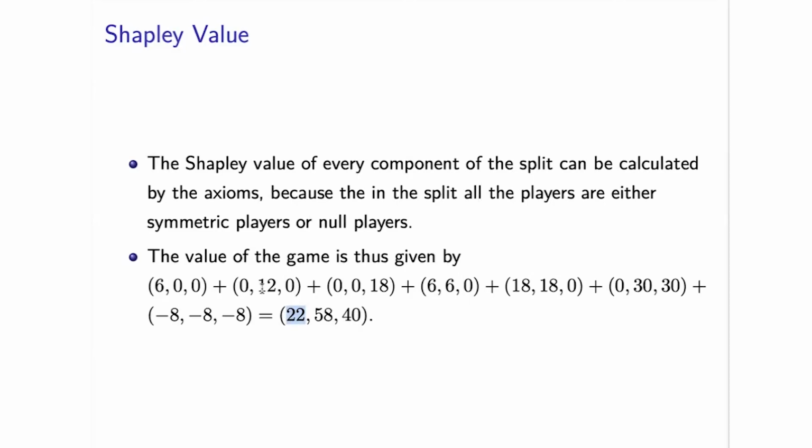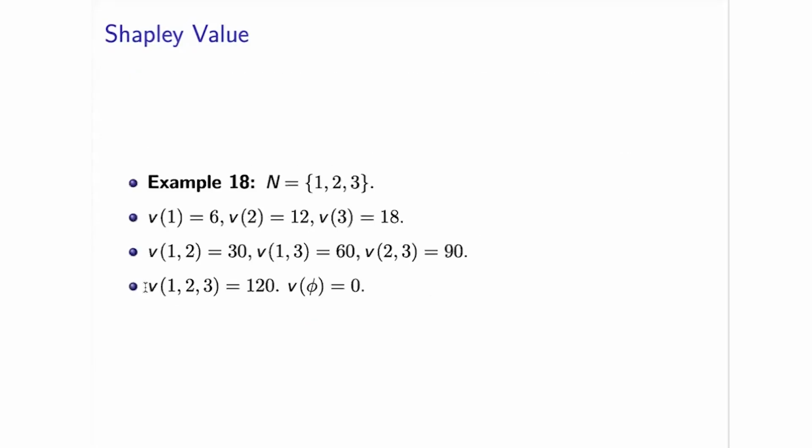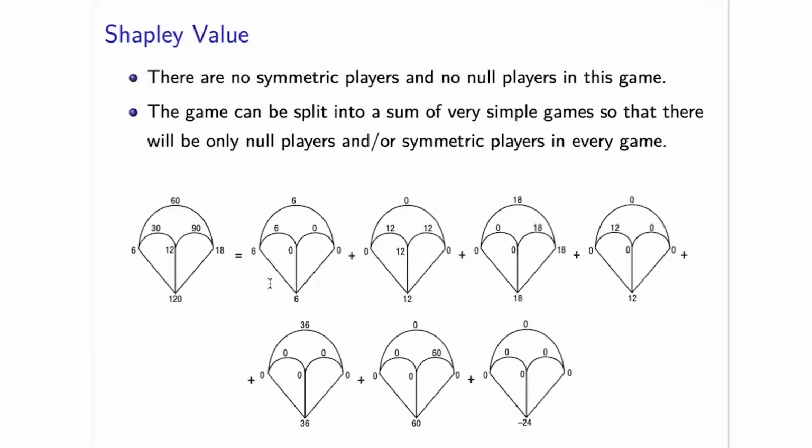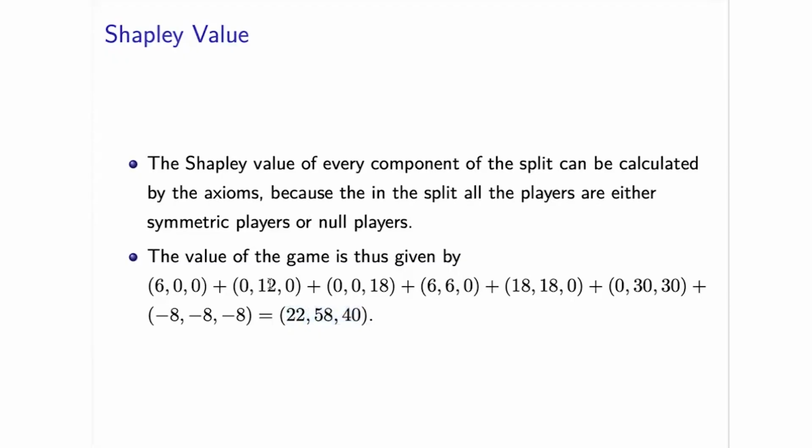For the second player, you have got 12 plus 6 is 18 plus 18 is 36 plus 30 is 66 minus 8 is 58. So that's the amount that is going to the second player. And finally, the amount that is going to the third player is 18 plus 30 is 48 minus 8, so 40, right? And you can also see that these three things will add up to actually 40 plus 58, which is 98, plus 22 is 120. And 120 is this V123, right? So the first axiom is also kind of verified in this case.